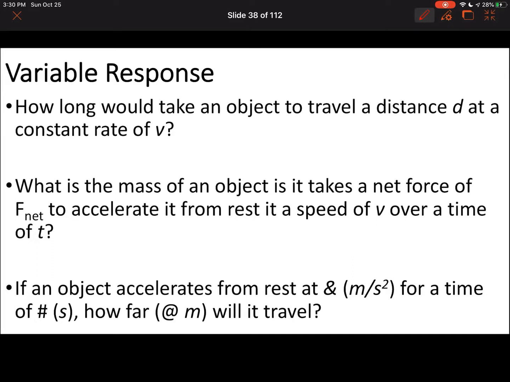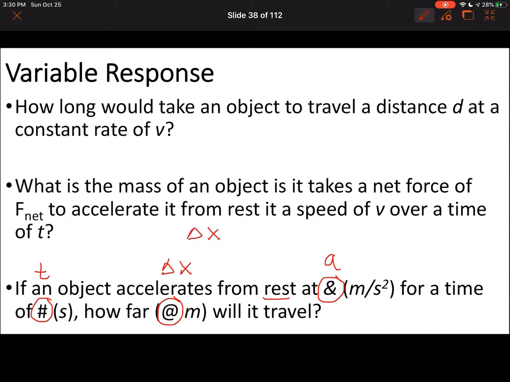Okay, and then lastly, it's the same kind of thing, but now I'm just showing you further that I could use whatever symbols I wanted. I just threw in an ampersand here, the and symbol, for a time of pound or hashtag. How far, an at symbol measured in meters, will it travel? Well, I think this looks way more confusing, so let's replace this with our regular stuff. An object accelerates from rest at some acceleration for a time of t. How far will the displacement be? And I even know that it does start from rest.